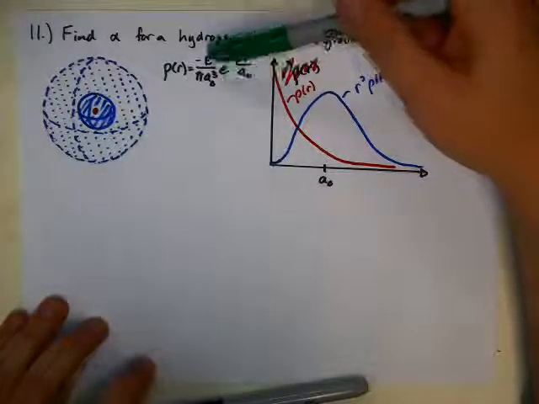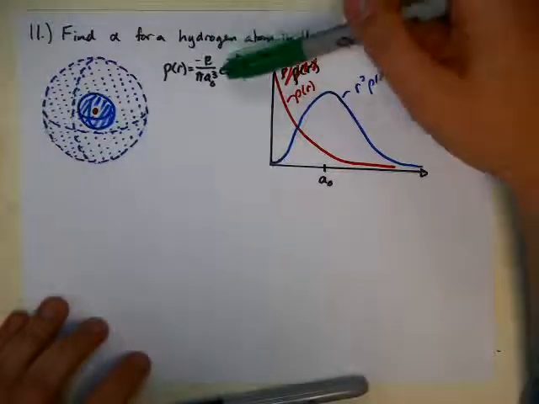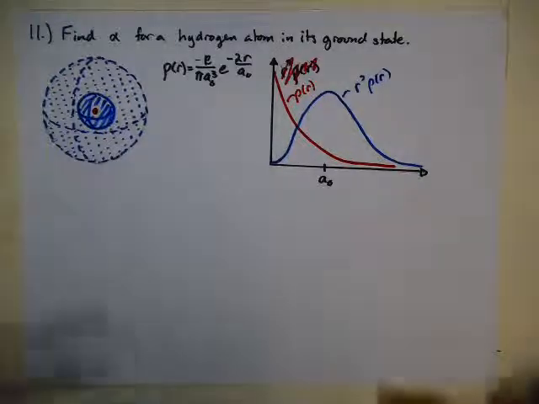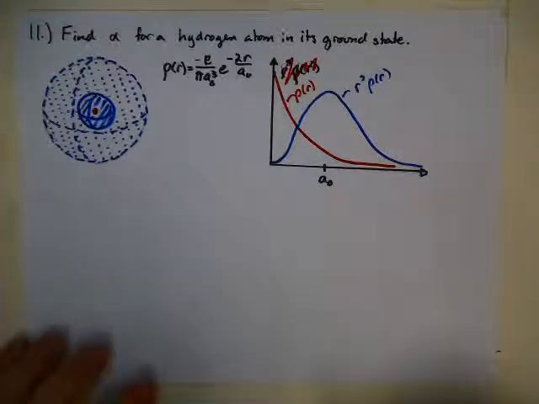this e and this e are different. This is the charge of an electron. This is the base of the natural logarithm. A little confusing, but we run out of letters pretty quickly as we go further and further into physics, so it's a consequence we have to pay.